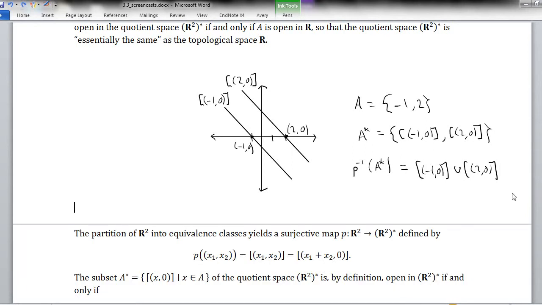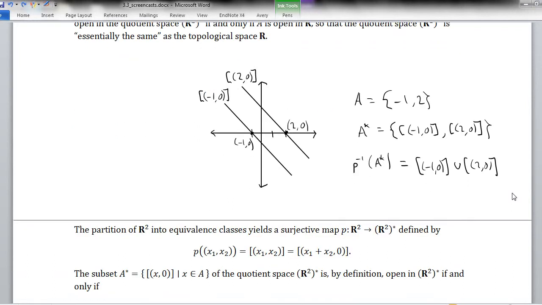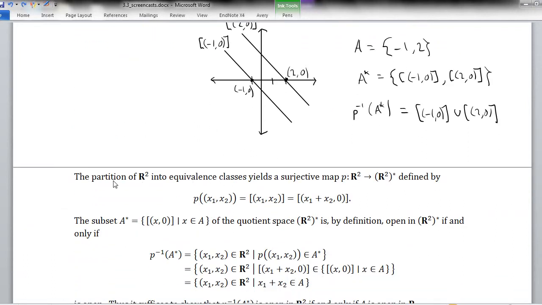Okay, what is our quotient map P? The partition of R2 into equivalence classes yields a surjective map P from our original space, the plane, to the set of lines, the quotient space. And remember, P of a point in the plane is just supposed to be the equivalence class of that point. Right? It's supposed to be the line, the diagonal line through that point, which we could represent either by this or by this. Okay.